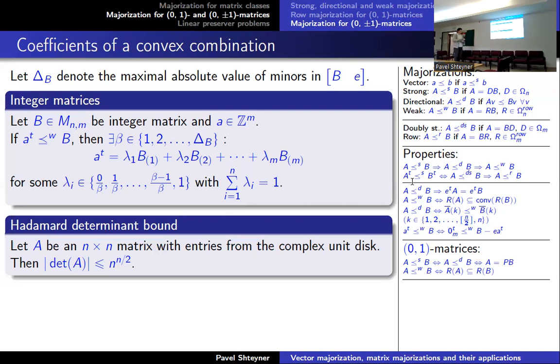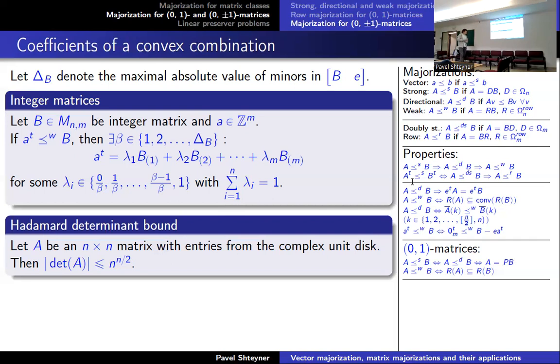In general, you can take any real numbers between 0 and 1 summing to 1. First of all, you can take rational numbers, identify them there. And second of all, you can actually pick the denominator. So this means that there is a finite set of coefficients you can choose from to see if there is indeed majorization.